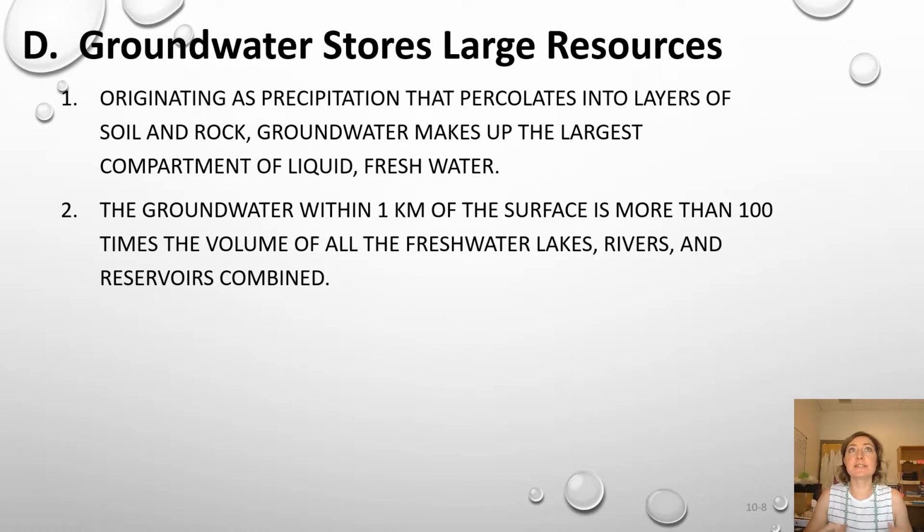Groundwater tends to go a lot deeper than we think of. When you think of an aquifer, you have to think of it being very deep in the earth's surface. The groundwater within 1 kilometer of the surface is more than 100 times the volume of all the freshwater lakes, rivers, and reservoirs combined. So this is an enormous amount of water that isn't necessarily accessible to us. So we said that this is about 1 kilometer below the surface. That's a significantly deep aquifer.